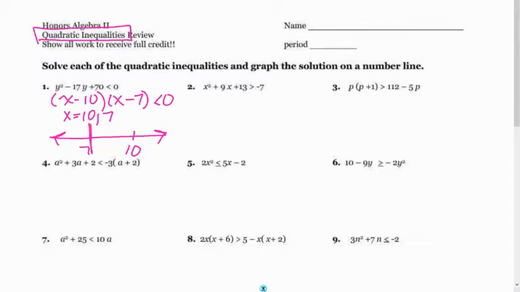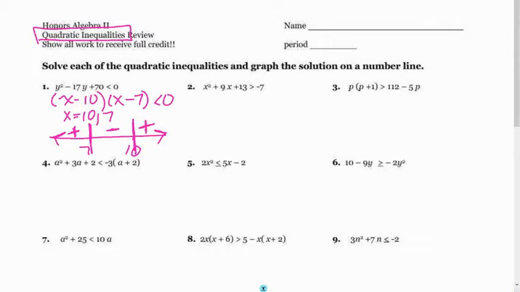So I draw lines straight down at my numbers, and then I pick a number over here. If I just pick 0, that would be really great. 0 is easy. 0 minus 10 is negative 10. 0 minus 7 is negative 7. A negative times a negative is a positive. Pick a number in between here, 8, and I plug it in. 8 minus 10 is negative, and 8 minus 7 is positive. And a negative times a positive is a negative. And then over here, I might pick like 12. 12 minus 10 is positive. 12 minus 7 is positive. Two positives make a positive.